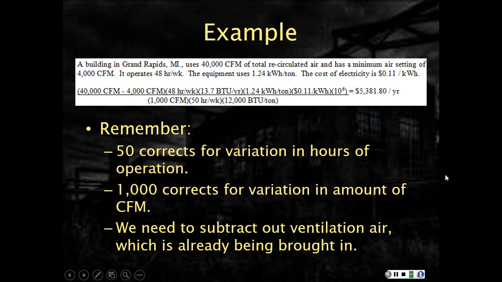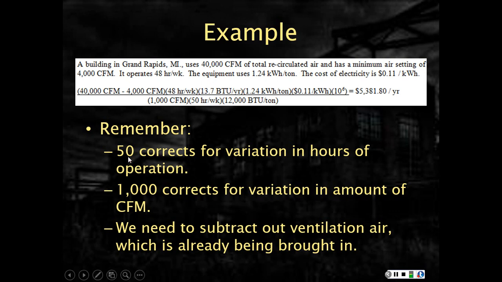So here's our example. We're going to use Grand Rapids, Michigan. I have a fan on a main air handling unit that uses 40,000 CFM. It's got a minimum setting when it's bringing in ventilation air of 4,000 CFM. It operates 48 hours per week, and the equipment uses 1.24 kilowatt hours per ton of cooling at a cost of 11 cents per kilowatt hour.